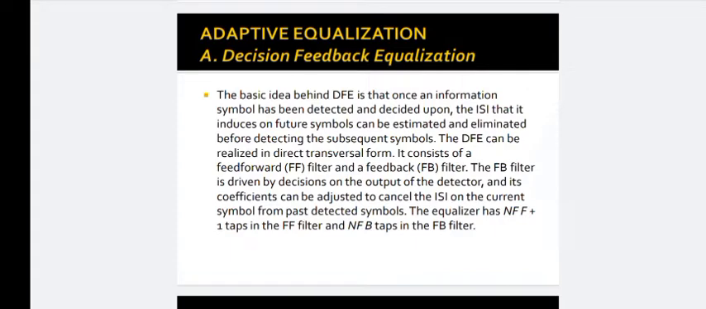The basic idea behind decision feedback equalization, that is DFE, is that once an information symbol has been detected and decided upon, the ISI that it induces on further symbols can be estimated and eliminated before detection of subsequent symbols. The FB filter is driven by decisions on the output of the detector, and its coefficients can be adjusted to cancel the ISI on the current symbol from the past detected symbols.